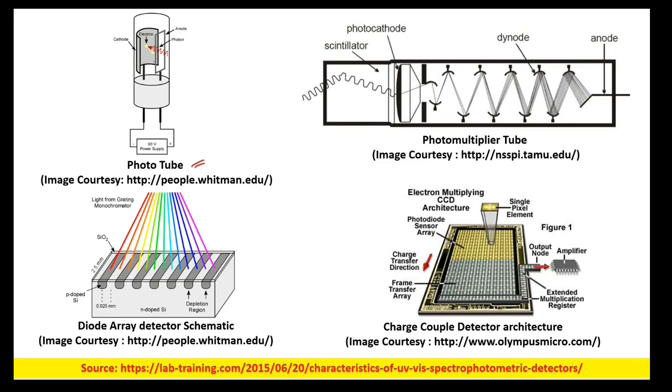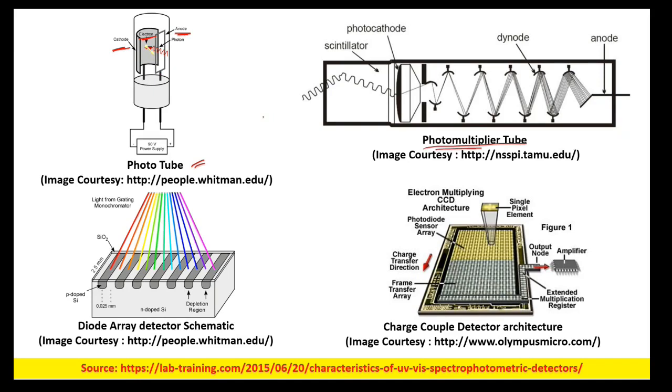A photon, which is basically the light photon, falls onto the cathode, and from there electrons are released. These electrons are then accelerated towards the anode, and due to this movement of the electrons from the cathode to the anode, an electrical current is generated, and that current is sensed. However, the sensitivity of the phototube is quite low. Due to this reason, photomultiplier tubes are used.